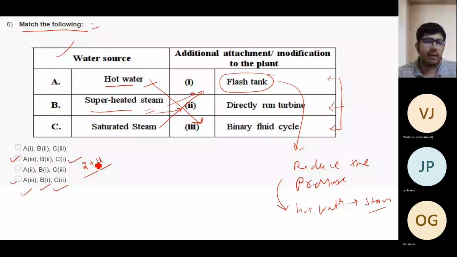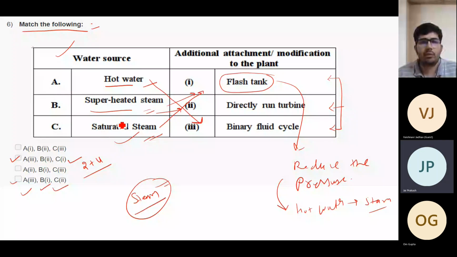Then C2, saturated steam directly in turbine, no. Because in case of saturation, there may be some water droplets also, so it cannot run the turbine directly. We have to use a flash tank, so this flash tank will only give the steam and separate the water droplets. What's wrong with running a turbine with saturated steam? Only some corrosion will come, otherwise no issue. We can run.